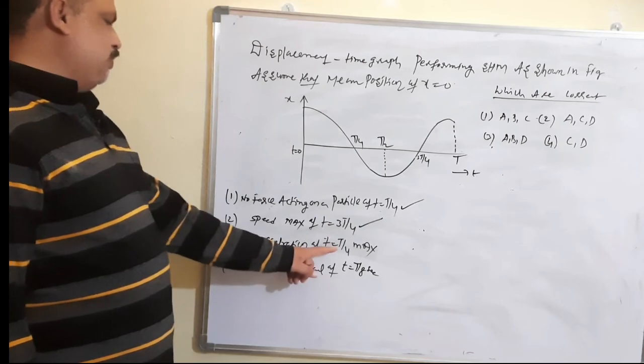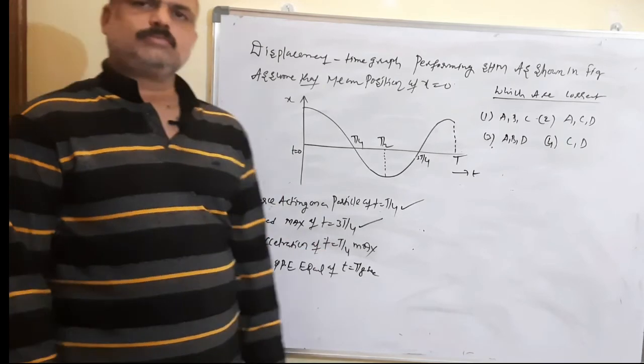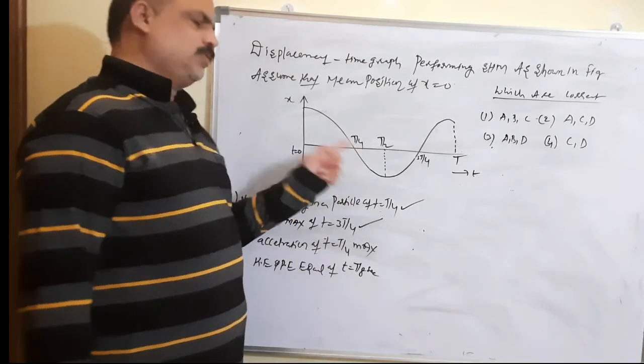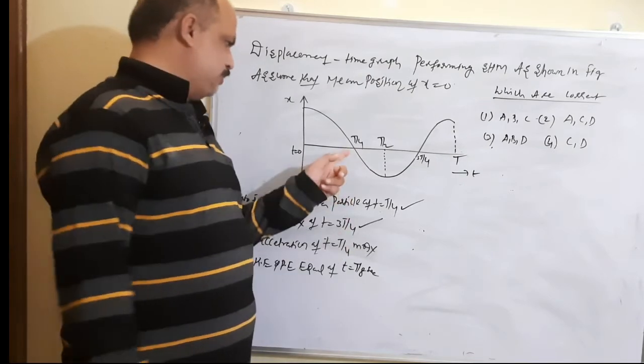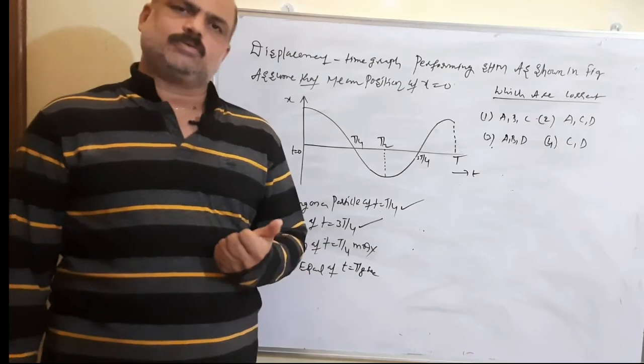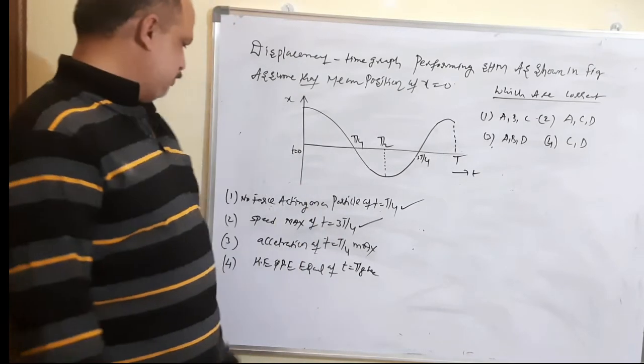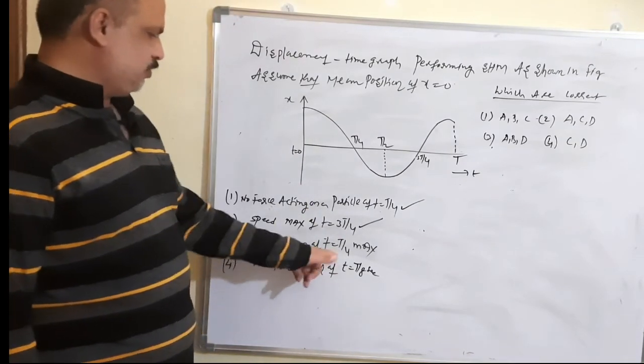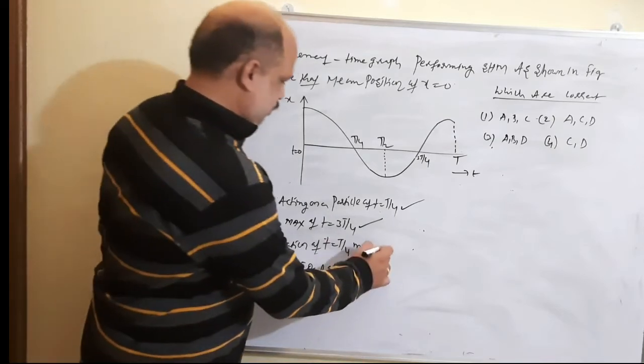Acceleration at t is equal to T by 4 is maximum. At t is equal to T by 4, the particle is at the mean position. At the mean position, displacement is 0, so acceleration is 0. But here they say acceleration at t is equal to T by 4 is maximum. That is not possible. This is a wrong statement.